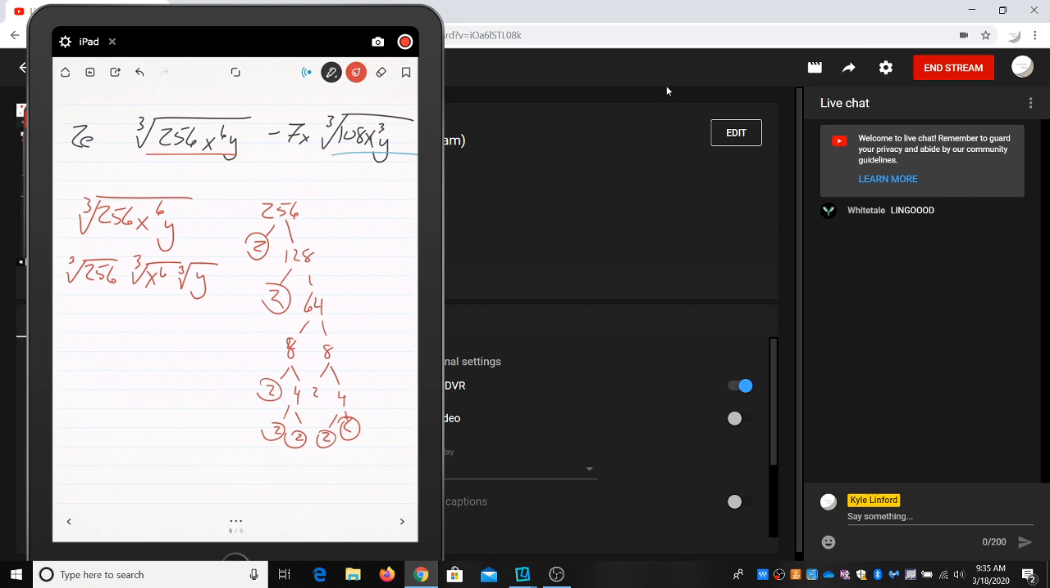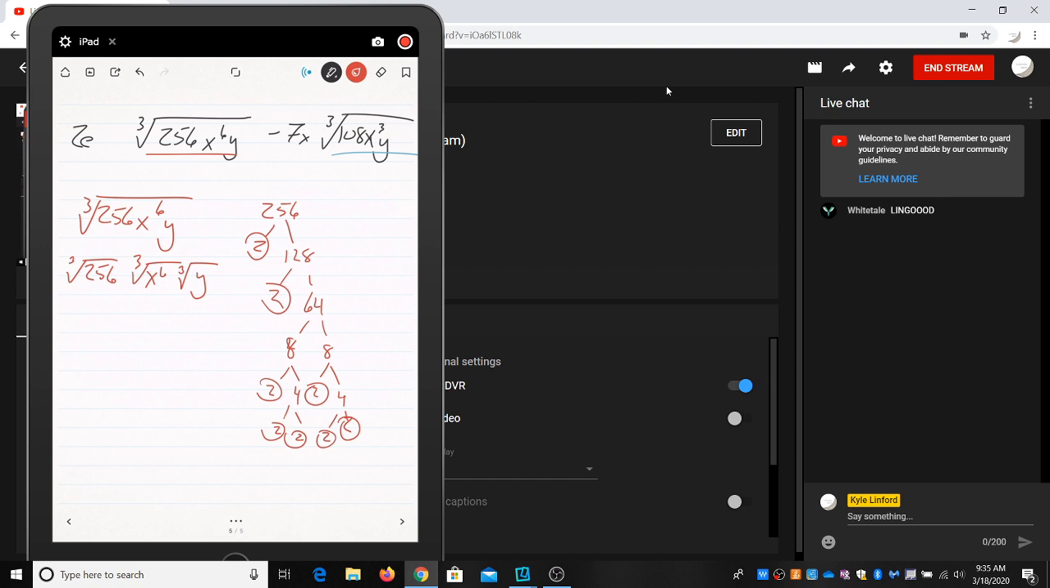Let's see, that's 1, 2, 3, 4, 5, 6, 7. So 2 to the 7th power should give me 256. Wait, did I miss one? Oh, look, I missed one right there. So 2 to the 8th power should give me 256. And checking on the calculator, it does.